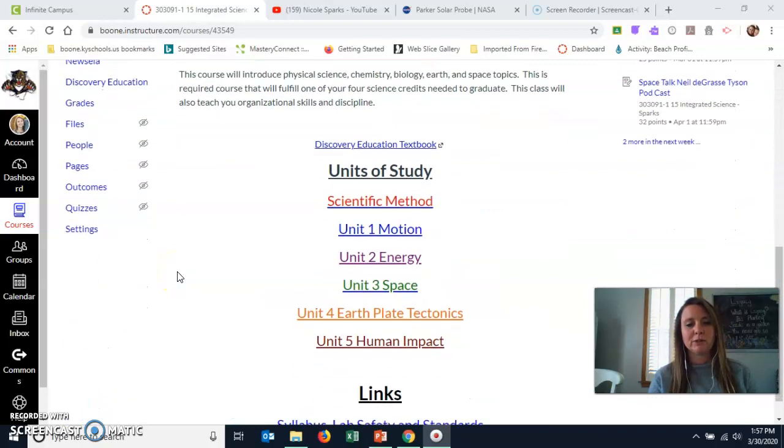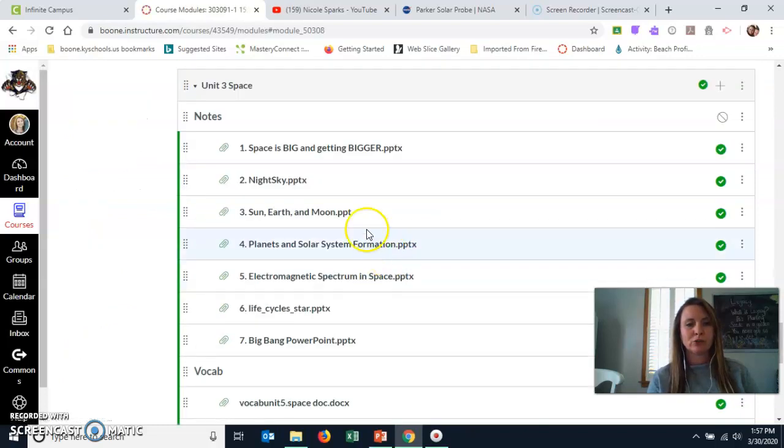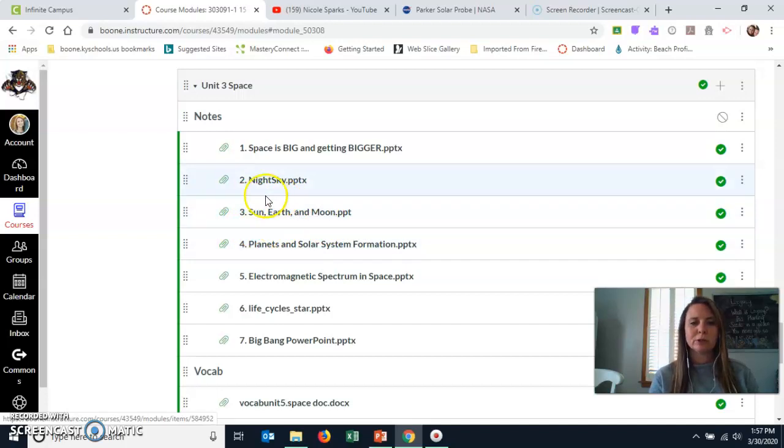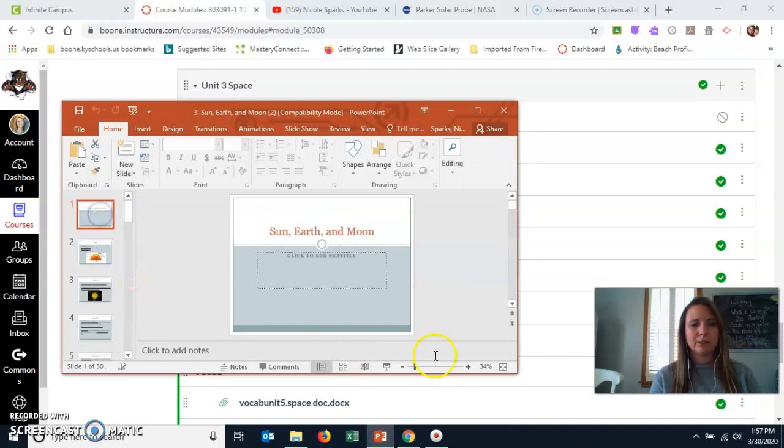So in Canvas, you're going to want to pop on down to the space unit, and in there should be some notes talking about sun, earth, and moon. We're mostly going to talk about the sun today. I will pop back and talk about the moon a little bit later, but mostly today just the sun. So when you pull that PowerPoint up, it should look something like this.